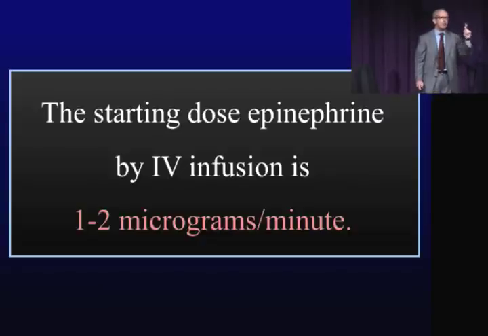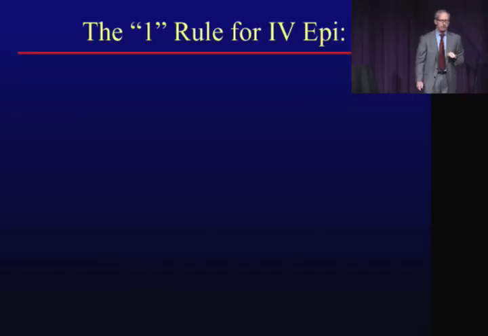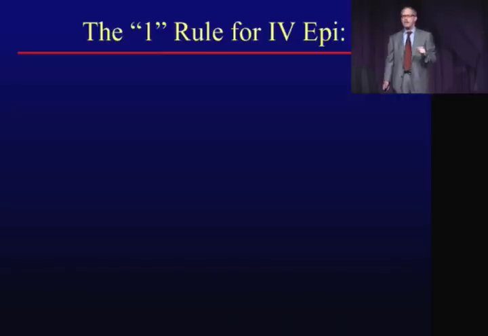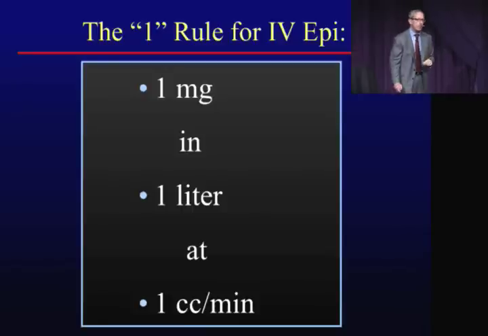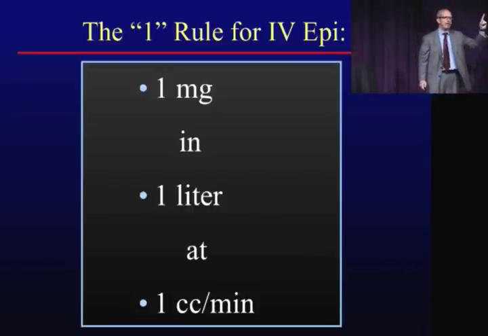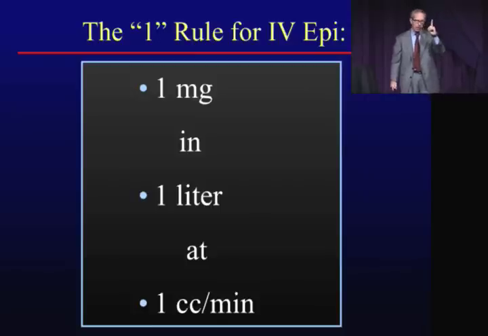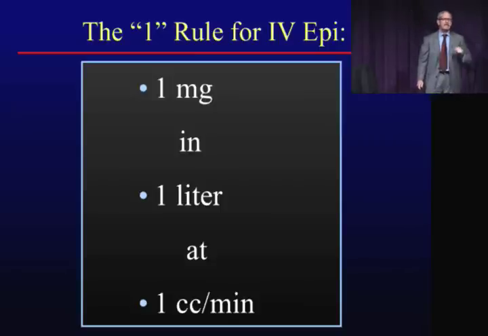I want to teach you the rule of 1 for those of you that don't know it. If you want to give epinephrine the best, and you're not working in an ICU where you routinely give IV epinephrine and you may have some other dosing format, this is the rule of 1. Take 1 milligram, which could be 1 amp, 10 cc's, 1 little ampule, 1 cc, but 1 milligram of epi, or 1 amp or ampule of epi. Put it in 1 liter of fluid, normal saline, and start it at 1 cc a minute. A milligram in a liter at 1 cc a minute.